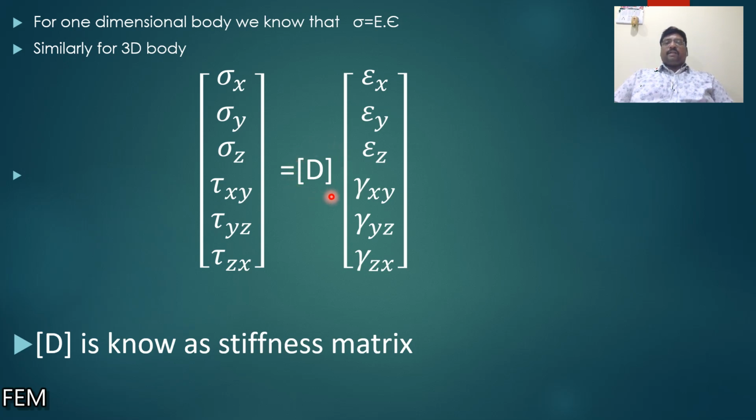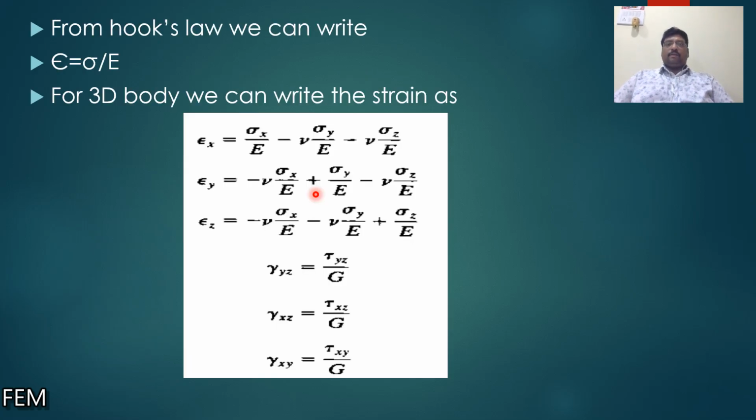The D matrix is known as the stiffness matrix, and now we are going to derive the relationship matrix D. From Hooke's law, we can write that strain is equal to stress by Young's modulus, epsilon equals sigma by E. For a one-dimensional body there exists strain in only one direction, so I can take the equation epsilon equals sigma by E to derive the strain.